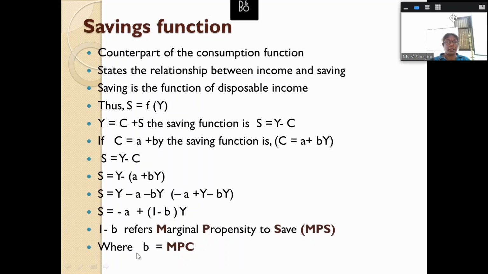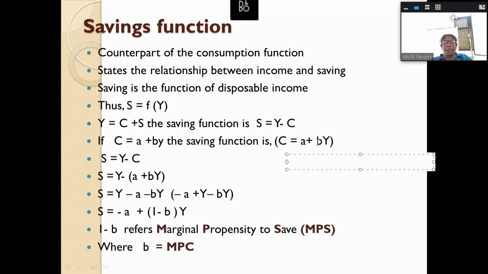Also, already we know that b is equal to MPC, or marginal propensity to consume. Here, based on this information, 1 minus b is the marginal propensity to save and b is the MPC. You can simply derive the equation. Here the consumption equation is C is equal to a plus by.